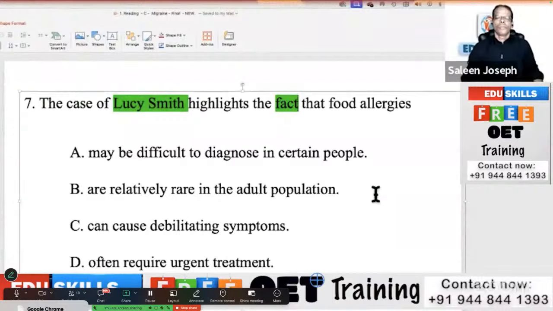Okay. First option: may be difficult to diagnose in certain people. What is the concept in this option? Difficult, diagnose. Yes. Concept-based hedging words, we call it. And B: relatively rare in the adult population. Rare. C option: can cause debilitating symptoms. Next one: often require urgent treatment. Yes, treatment. Option A says diagnosis, C says symptoms, D says treatment, and B says relatively rare in the adult population.